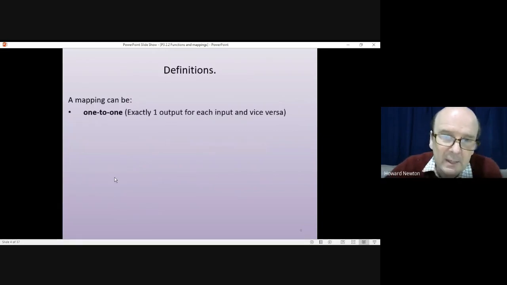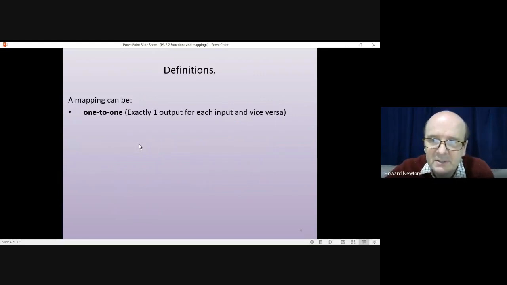Now, a mapping can be one of three different types of things. This sometimes feels a little bit confusing, but the concept is important and does turn up on the exam. A mapping can be one-to-one. If it's one-to-one, there is exactly one output for each input, and vice versa.